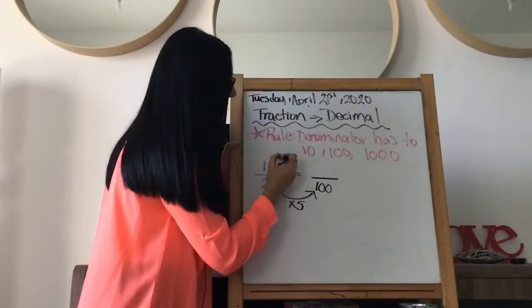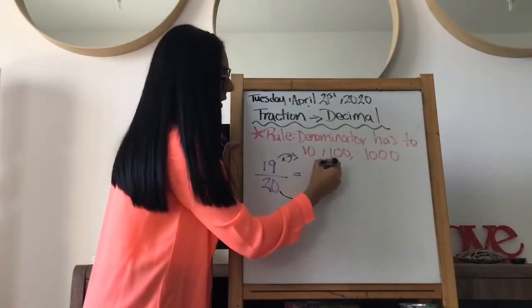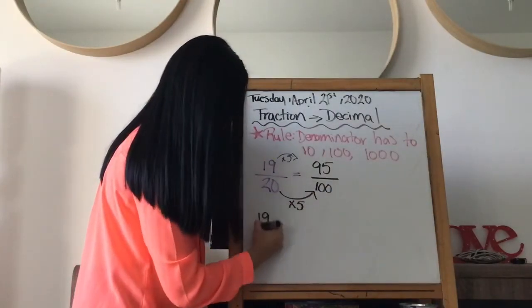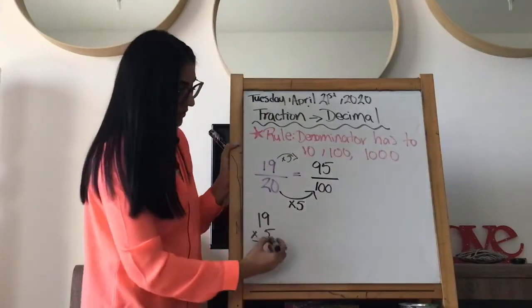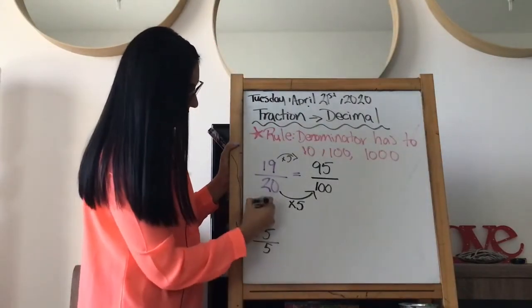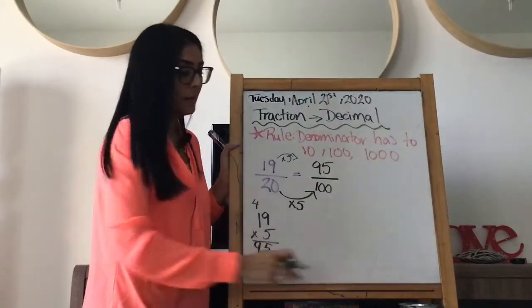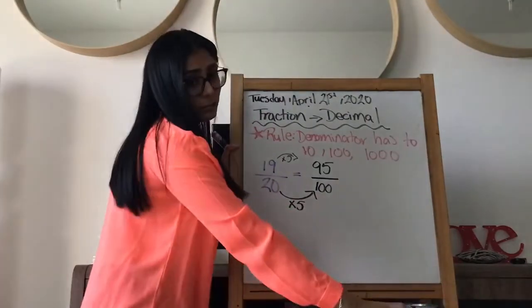So if I do it to the bottom, I have to do it to the top. So 19 times 5 is 95, but obviously if you need to do your traditional multiplication to double check, 9 times 5 is 45. 5 times 1 is 5, plus 4 is 9, okay? In case you need to do that, which is fine, just make sure you double check. It's always better to double check.